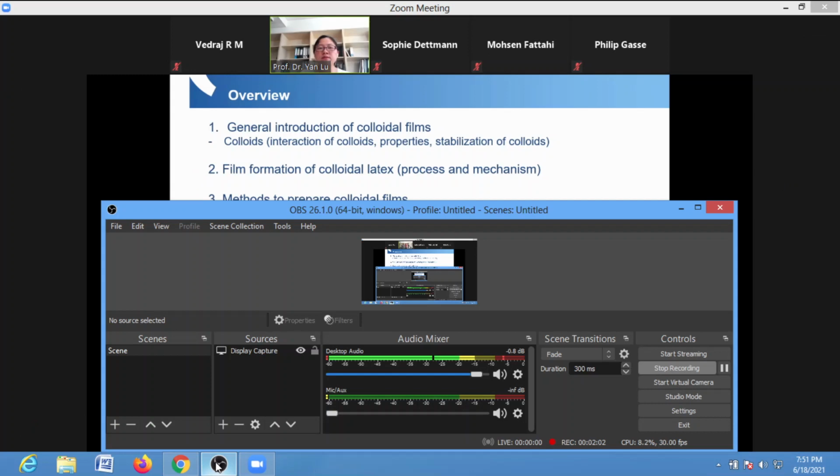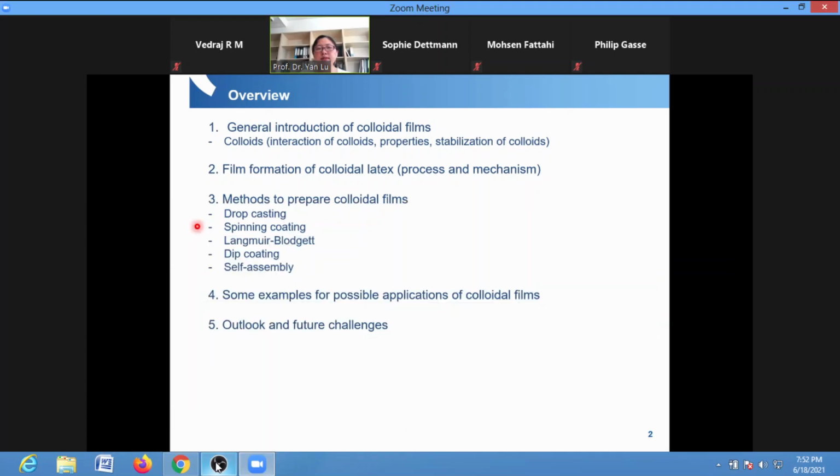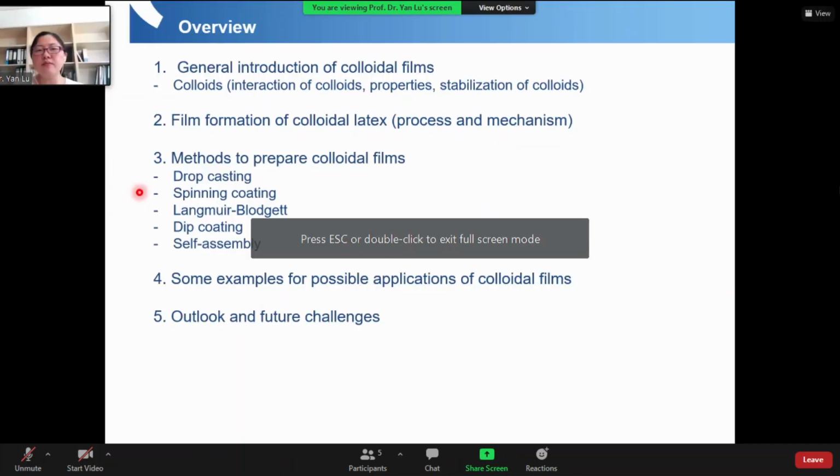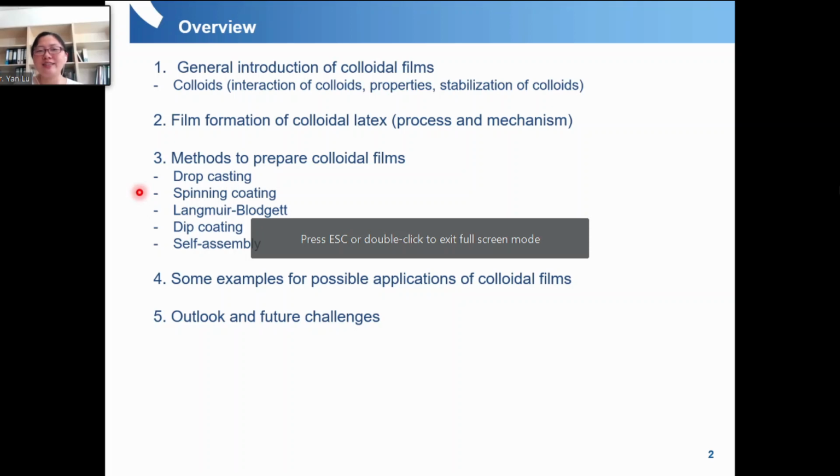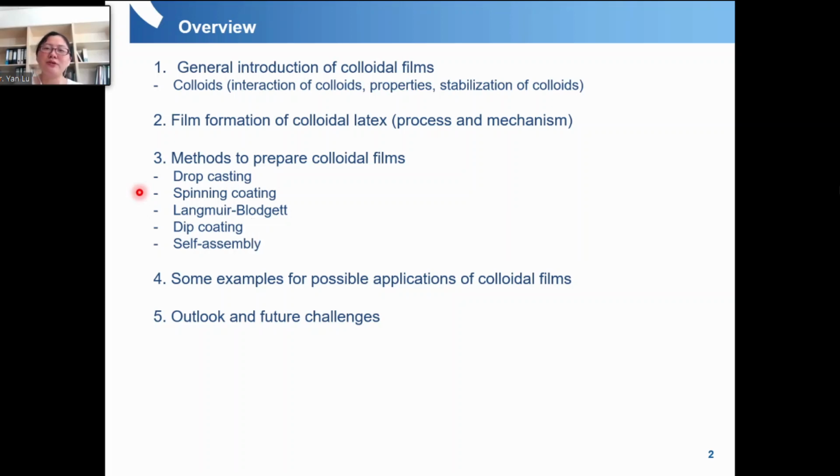Followed by this, we will discuss different methods. I list the most commonly used methods. You see there are quite a few methods you can use to prepare colloidal films. For each method, I will also give you the advantages and the limitations, because it always depends on the application. You should choose the appropriate method, otherwise it will be extremely difficult to get a colloidal film with good properties.